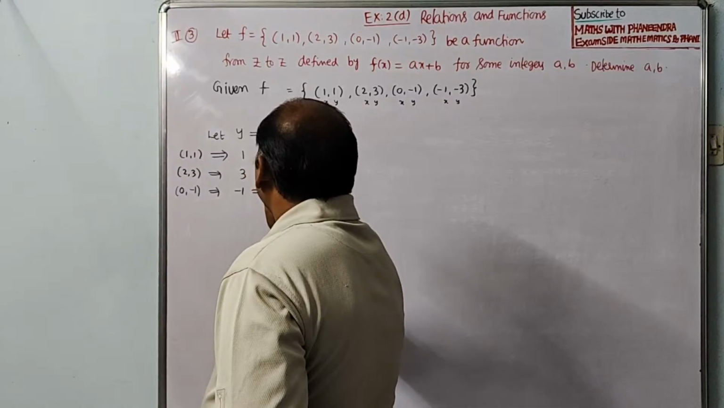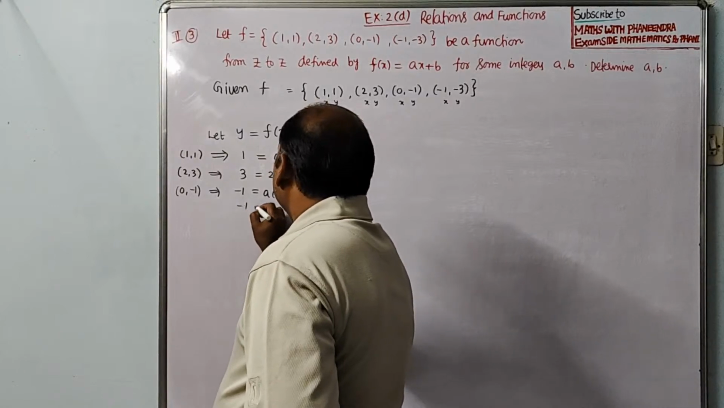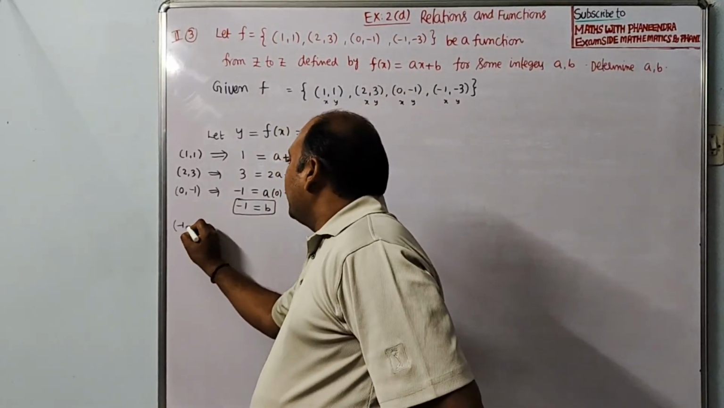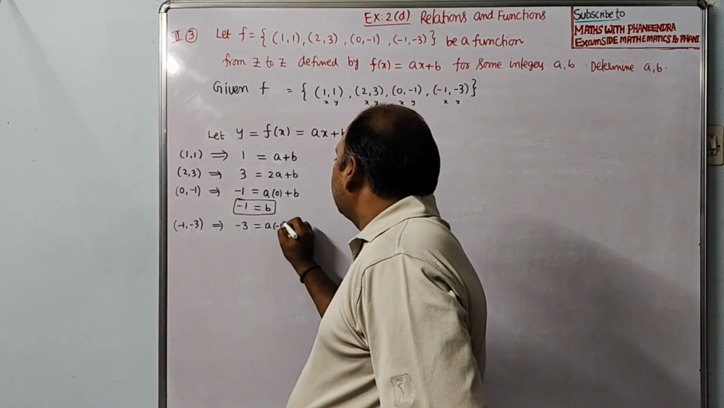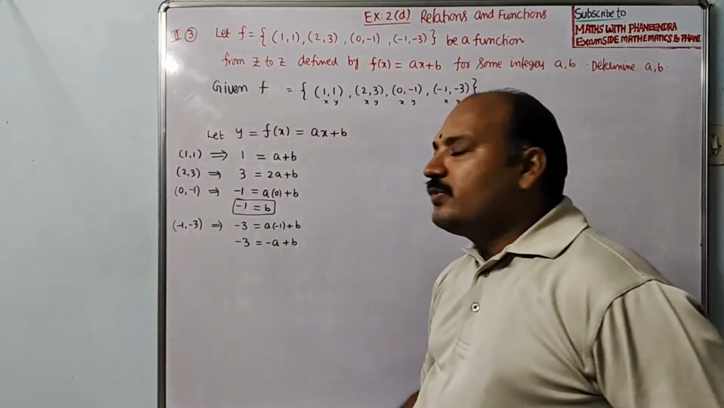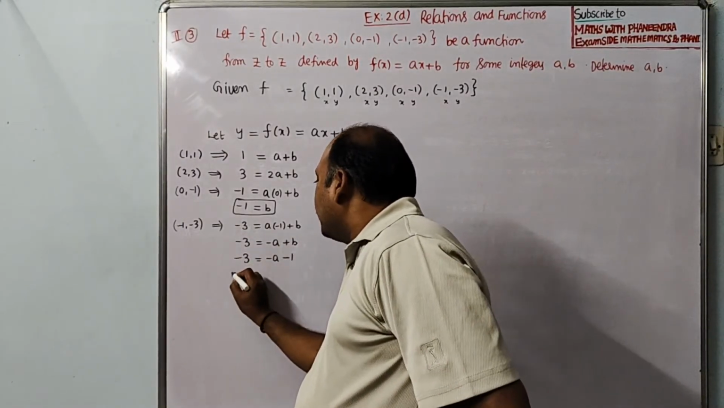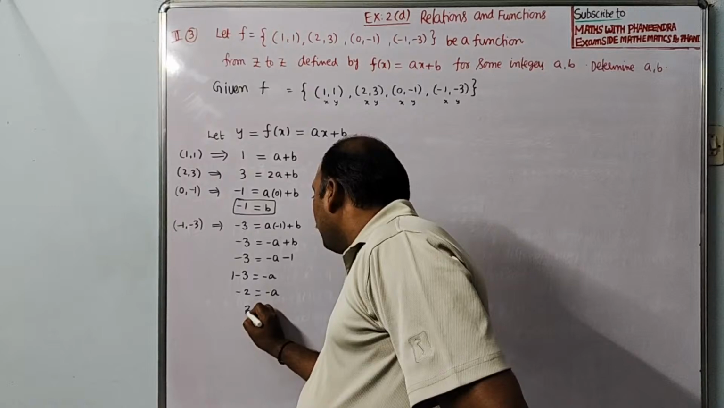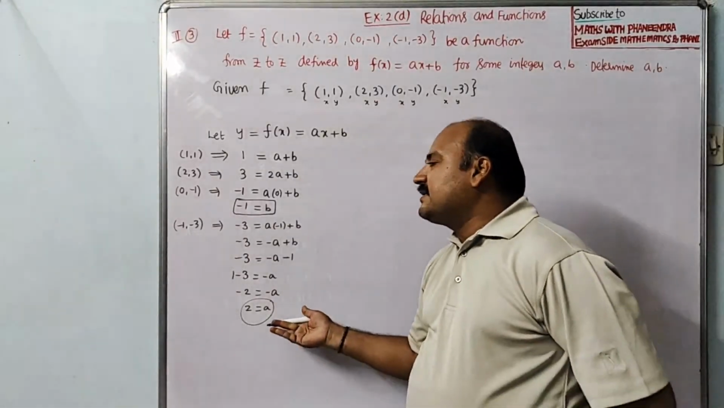So minus 1 is equal to a into 0 plus b. So minus 1 is equal to b. B value you got it here. Next, minus 1 comma minus 3. Minus 3 equal to a into minus 1 plus b. So minus 3 equal to minus a plus b. So b value minus 1, if you substitute in this, minus a minus 1. Minus 1 bring this side. 1 minus 3 equal to minus a. Minus 2 equal to minus a. 2 equal to a.